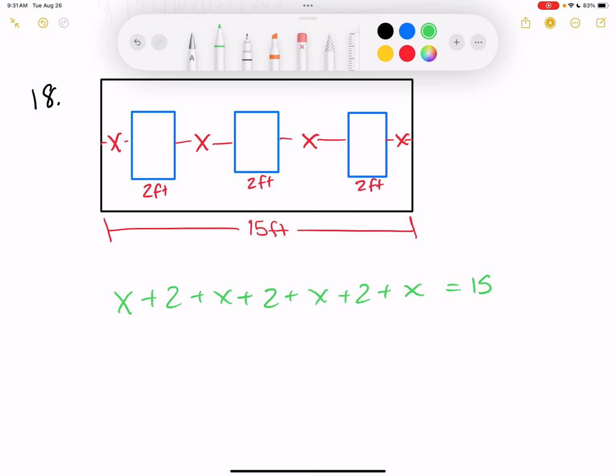Plus x plus 2, plus 6. So 4x plus 6 equals 15. There's 4 x's.